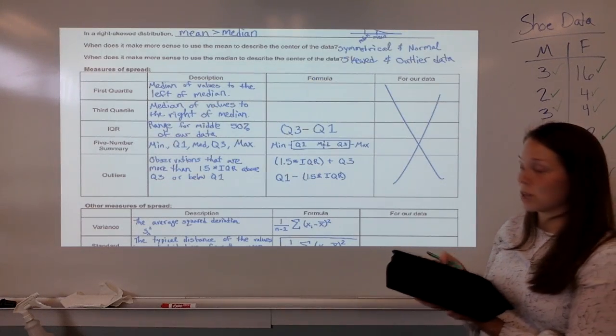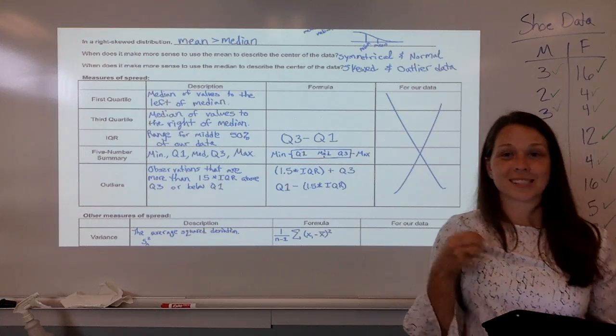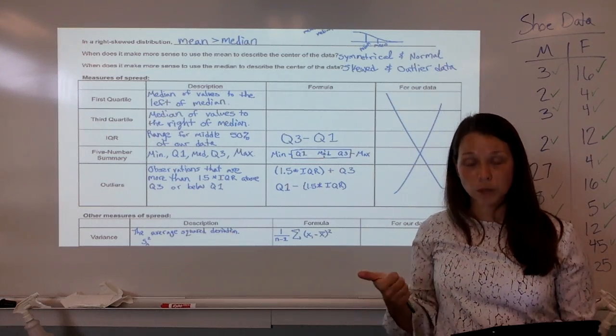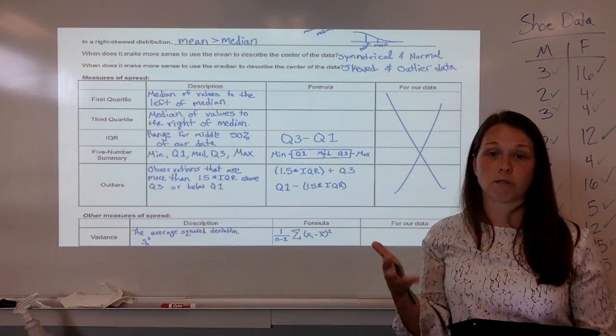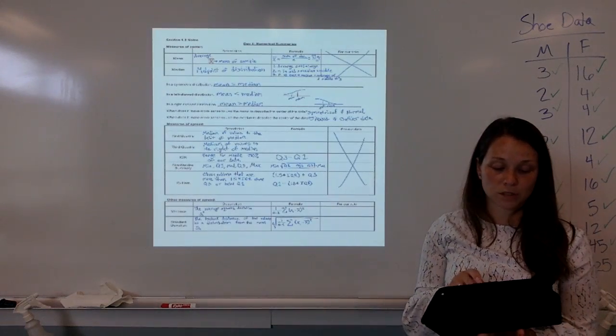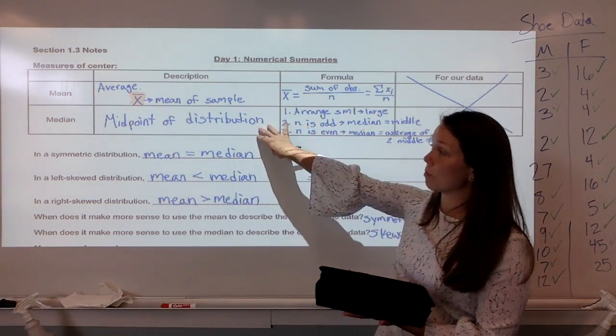So those are your measures of center. Remember, we have our SOCS, right? We have our shape, we have our outliers, we have our center, and we have our spread or variability. So measure of center, it's either mean or median.